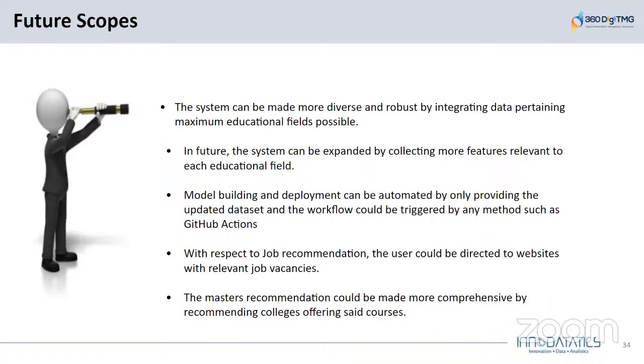If I talk about future scope, a lot can be involved in this model. It can be made more diverse and robust by integrating data pertaining to the maximum educational fields possible. Also, more and more features and skill sets can be collected relevant to each educational field. Also, a model like this can be automated by only providing the updated dataset, and the workflow could be triggered by any method such as GitHub Actions.